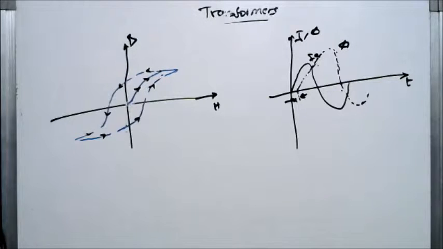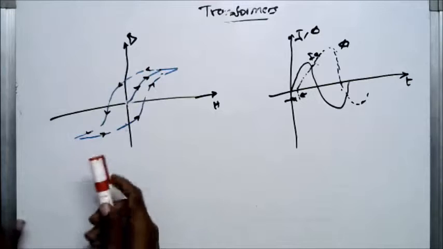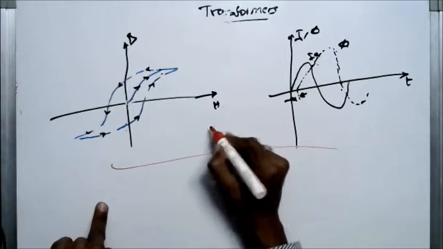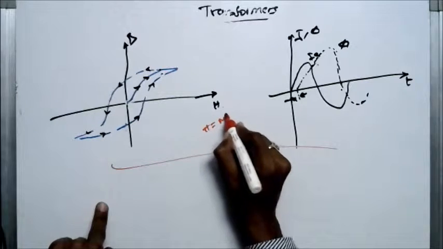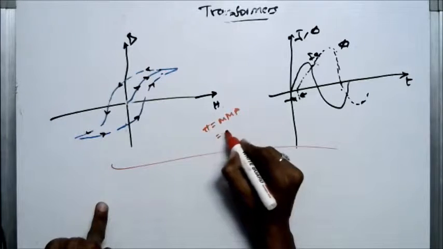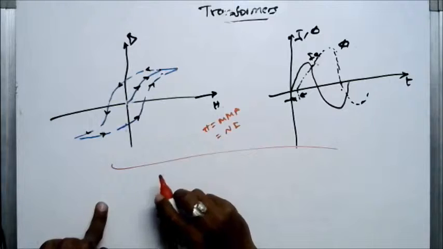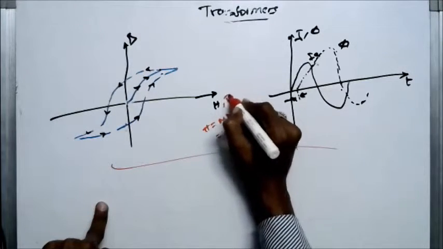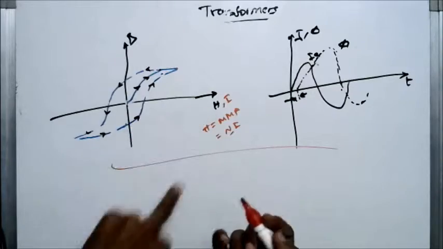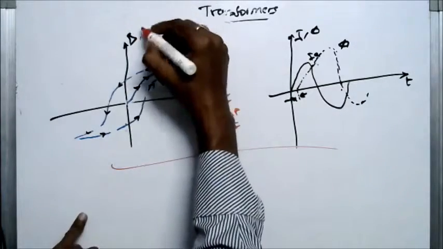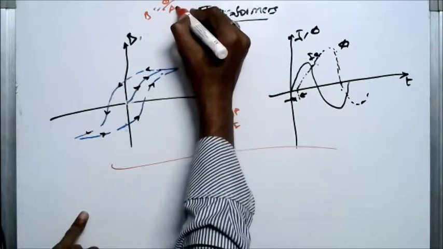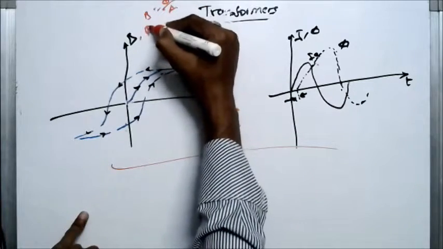Now take this figure in comparison to this figure. Normally H is equal to MMF per length, so that is proportional to N into I. N is constant, so H is directly proportional to I. So we can write I also here. B is equal to flux per area. A is constant, so we can write phi here.